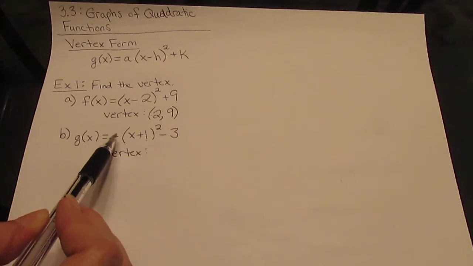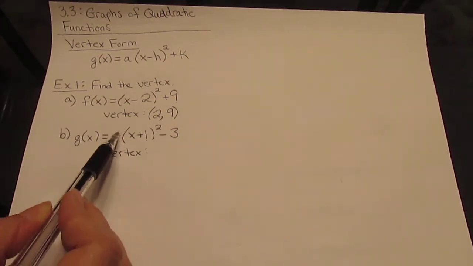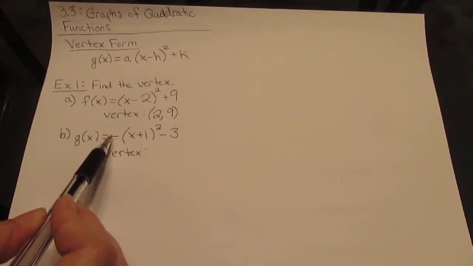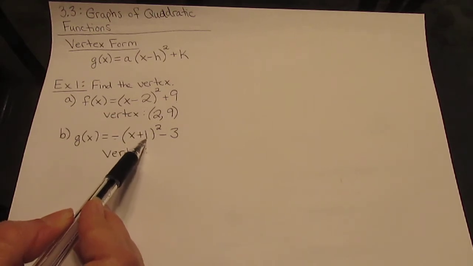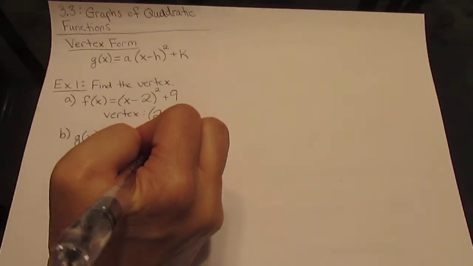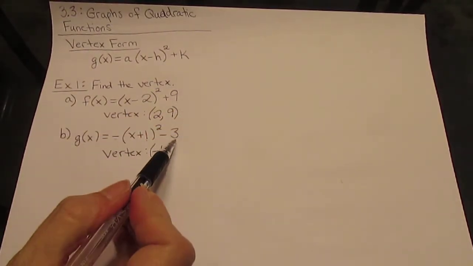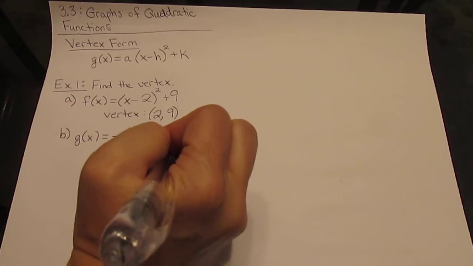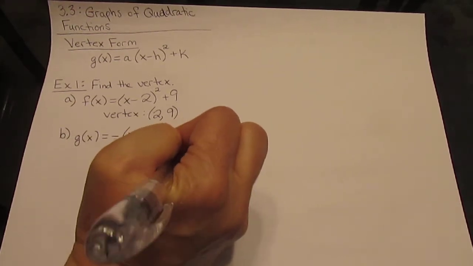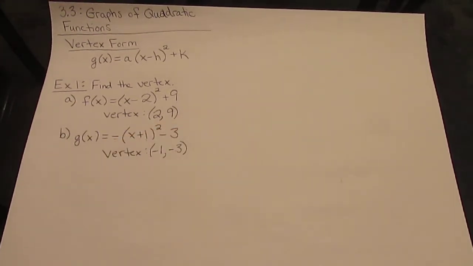Notice, it doesn't matter if it's a positive or negative out here. That has nothing to do with what your vertex is going to be. Look inside your parentheses. We'll change the sign. So like I said, negative 1 and then negative 3. Keep the sign in the problem for the y. So if they give it to you in vertex form, very simple to pull out the vertex.